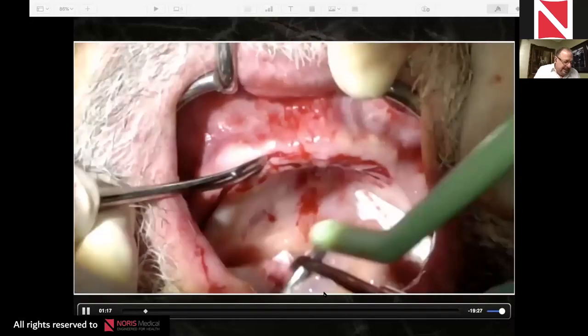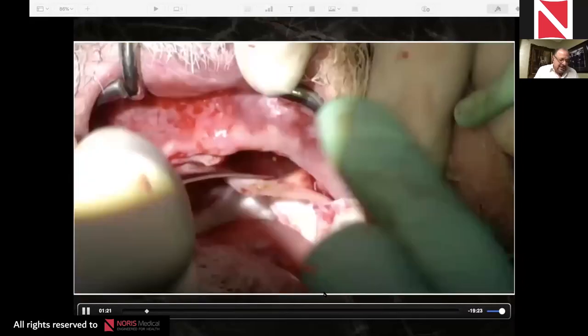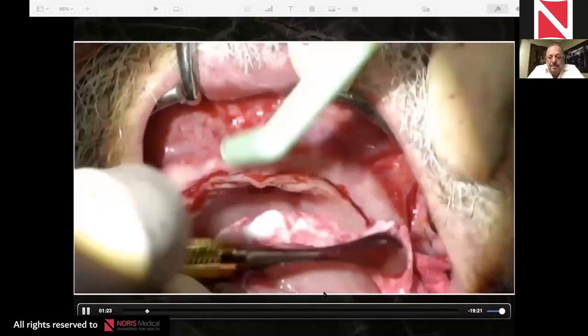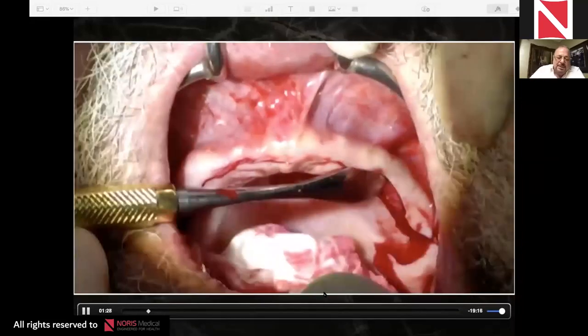No PB to get to the infratemporal fossa. No PB. Mike, I don't understand what that means. Okay. All right, so you see our flap reflection here, okay? I'm going to speed this up a little bit.